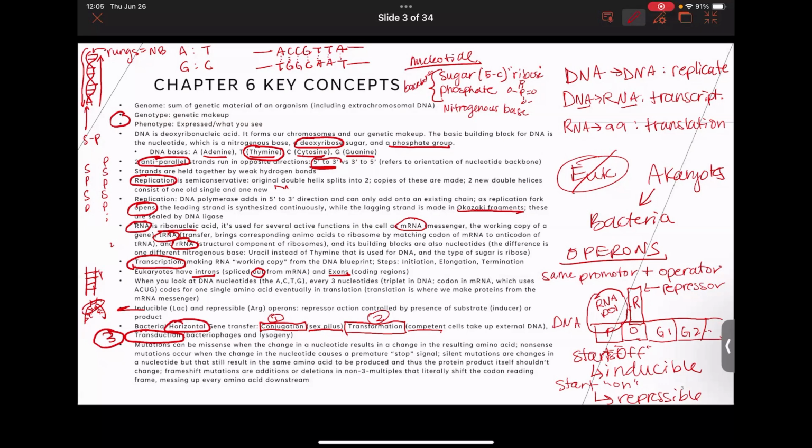So that's transduction. So conjugation, sex pilus. Transformation, pick up outside DNA. That competent cells can do that. And then the third one is transduction. That's the phage lysogenic conversion thing.